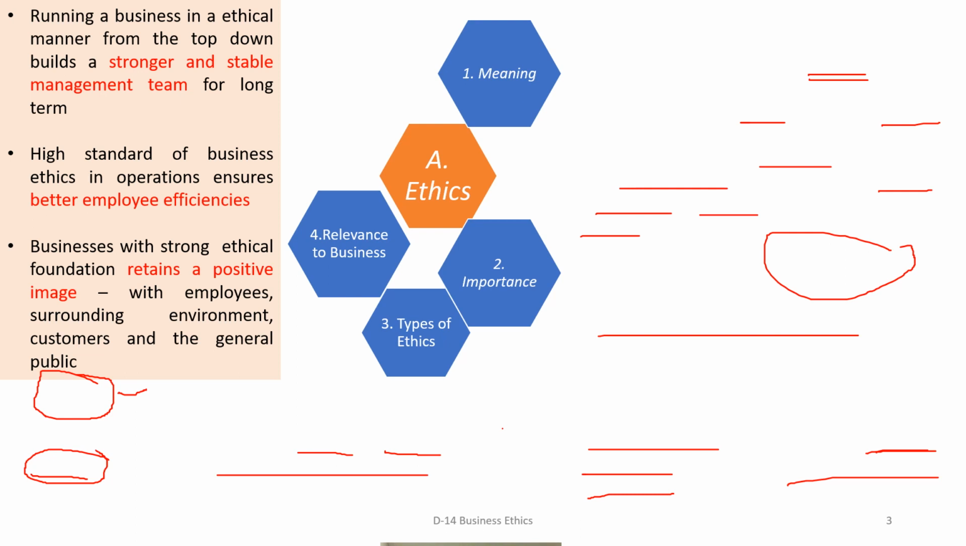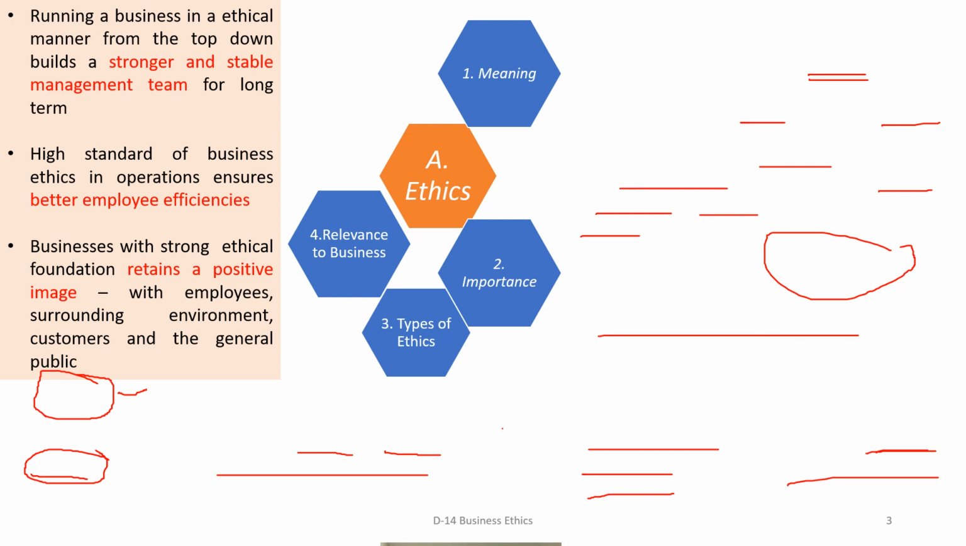And what happens if a business works on very, very ethical lines, maximum good for maximum people? The moment a business house works in an ethical manner, it ends up building a very strong and stable management team. When you have a strong management team, it adds to the commercial life of a business. It runs for decades, centuries. We can take an example of Tata Group as such.